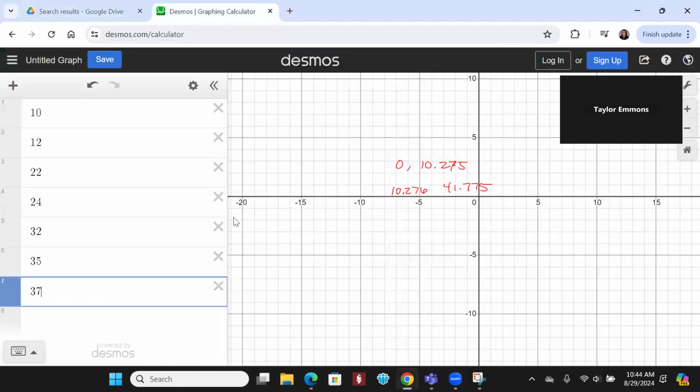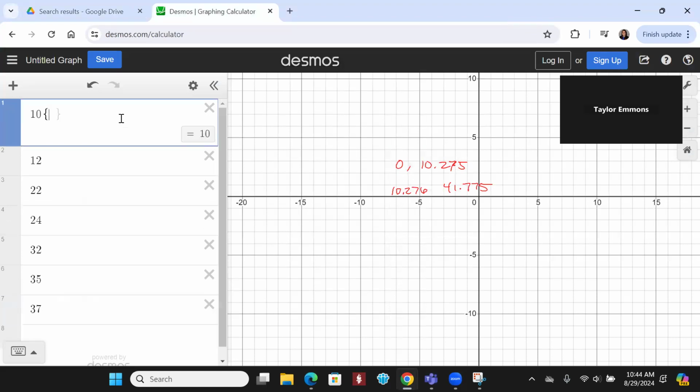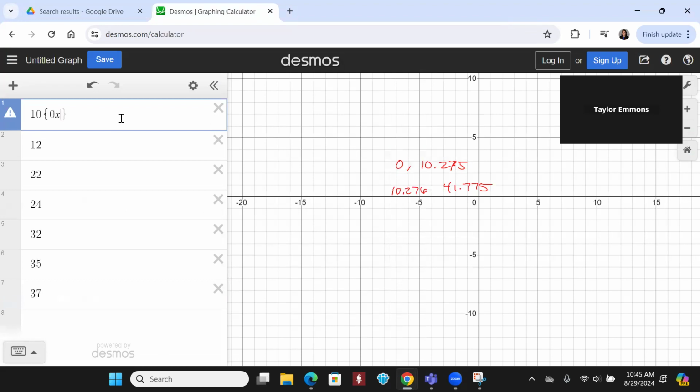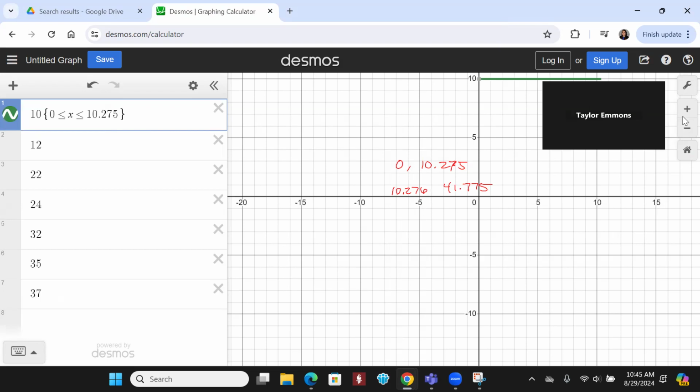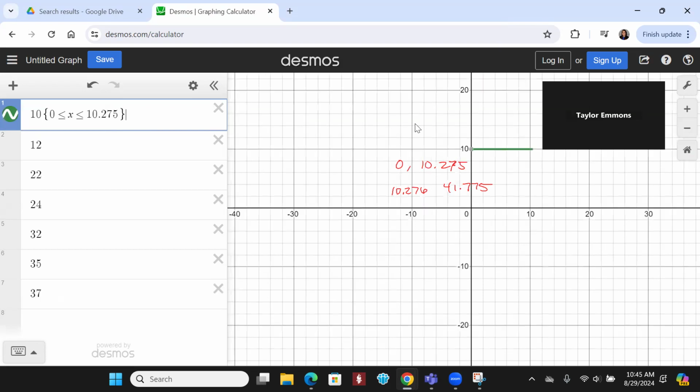So we're going to go back in here, and for this 10, we're going to make a curly bracket. You hit shift and then the bracket symbol, and it'll be a fancy bracket. 0, and then you use the inequality symbol with the line underneath, X, again another inequality, 10.275, curly bracket. Notice when you do that, it makes a line straight across.